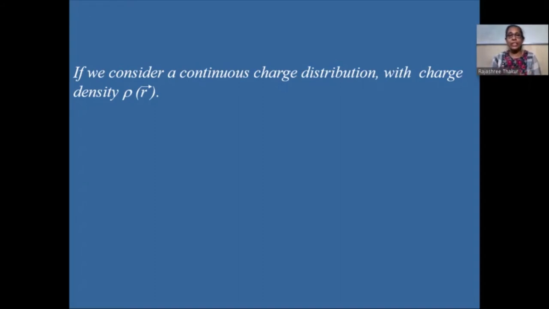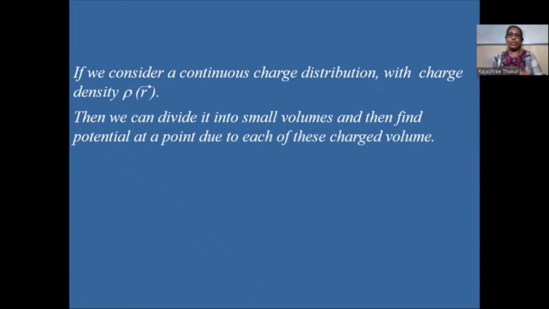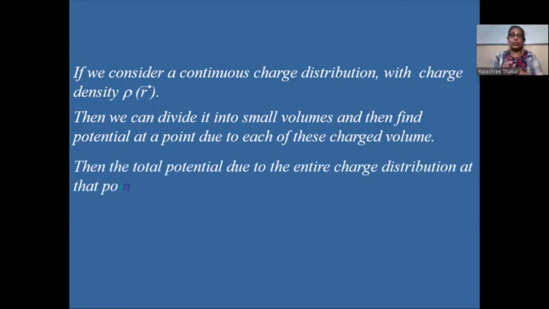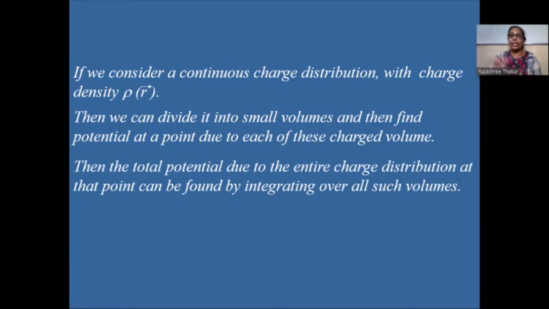Right? Now, if we have a continuous charge distribution with say charge density rho, how do we find potential due to this charge distribution at a point? What we can do is divide this continuous charge distribution into small volumes, and then find the potential at a given point due to each of these charged volumes. Then the total potential due to this entire charge distribution at that point can be found by integrating over all such volumes.